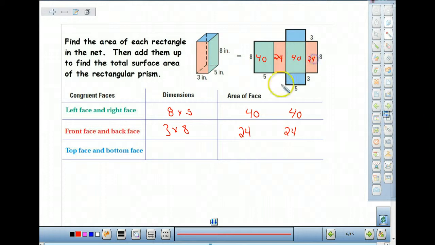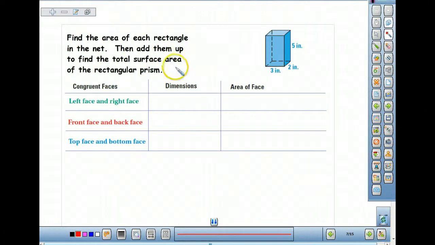24 and 24. Whereas on my sides, we know this is 3 and this has got to be 5 up here. So front and bottom is going to be 3 by 5, giving me 15 for each of those small ones. Okay, to get the total of it, we've got to add up the whole thing, called surface area.